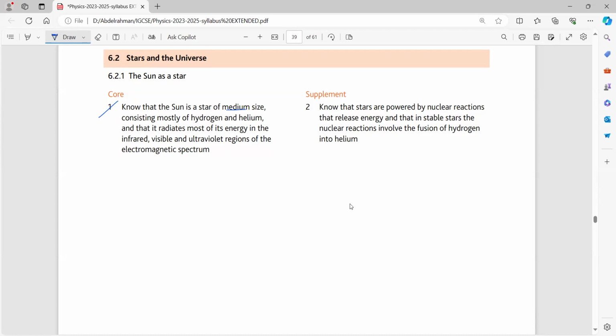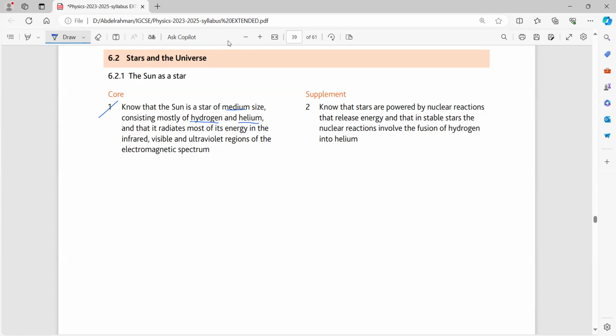We must memorize that the sun consists mostly of hydrogen and helium. The sun consists of what? Mostly of hydrogen and helium. And that's why the hydrogen keeps on fusing to produce helium.